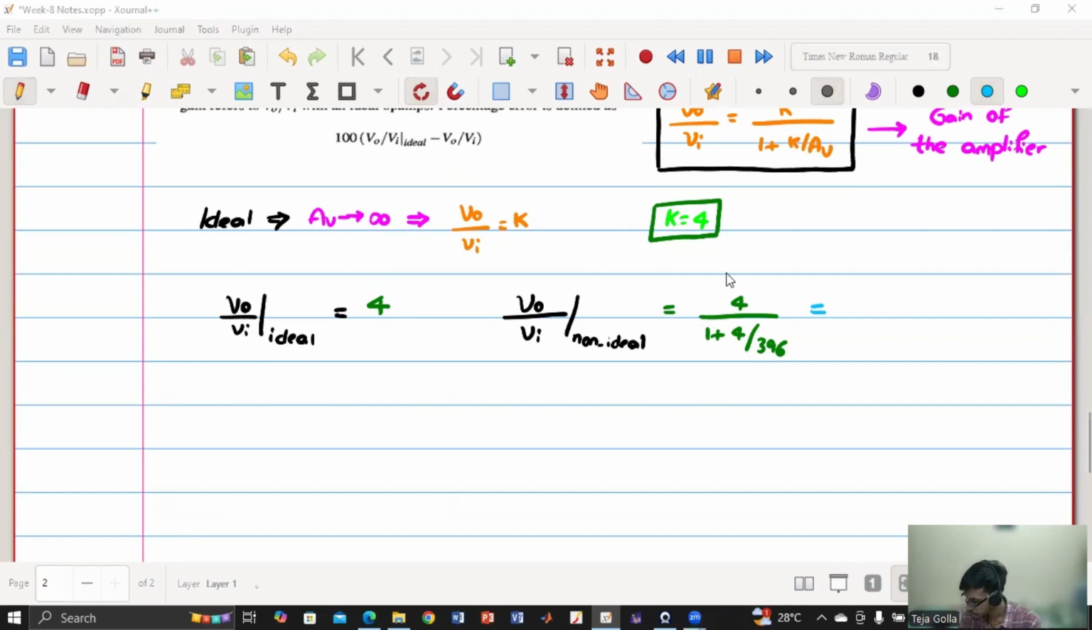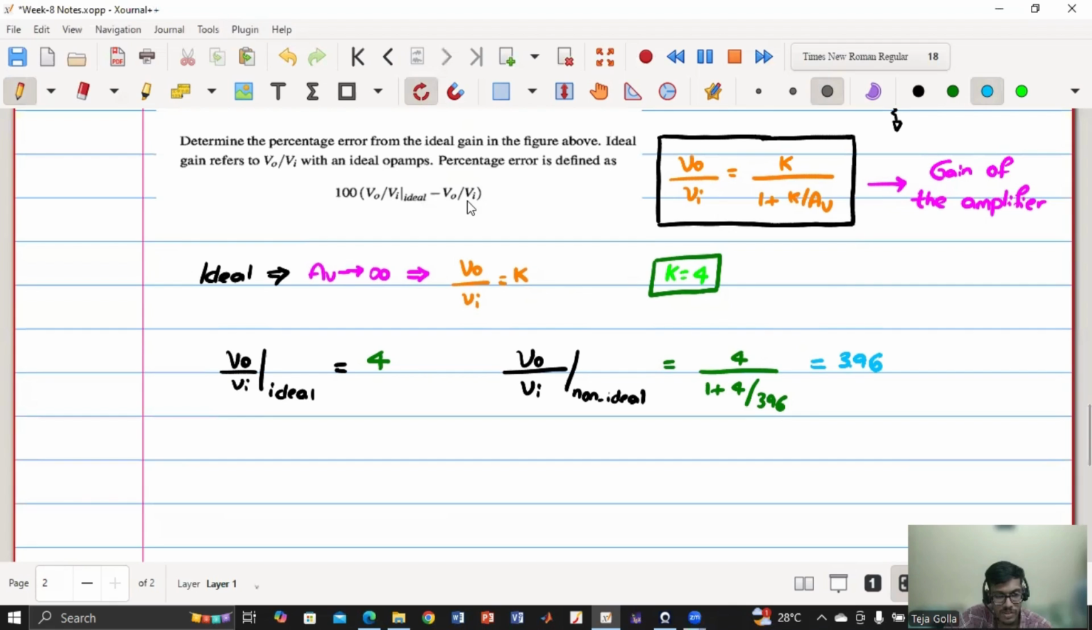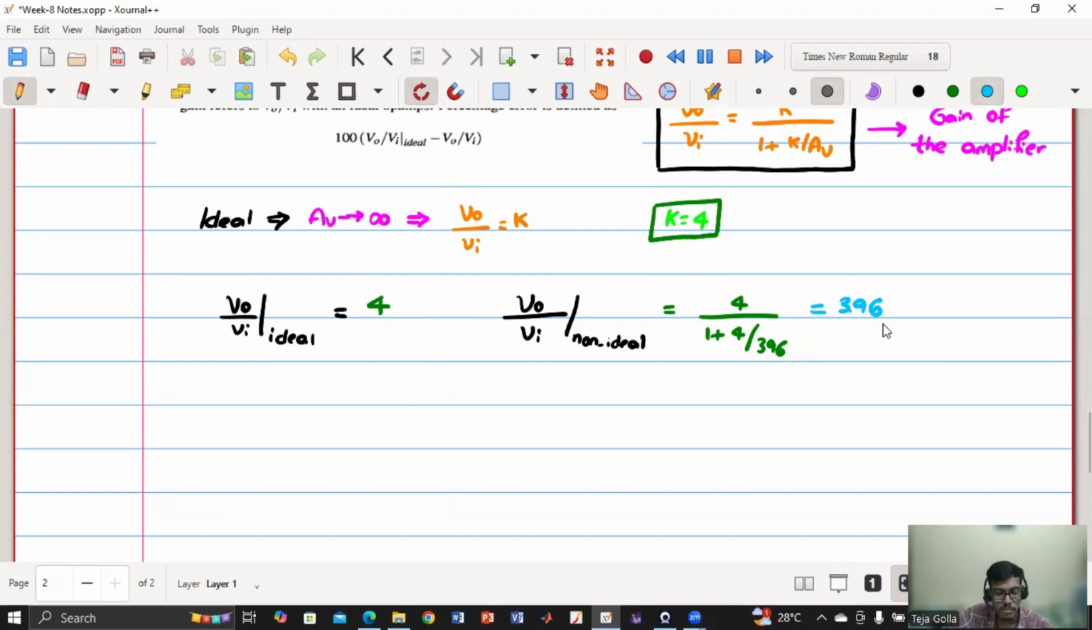Yes, so it is 3.96. So now I have to check what they have asked: 100 into V naught by Vi ideal minus V naught by Vi non-ideal. Basically, they're checking how much it is deviating from the ideal case, because it is not the same, but it is very close. So we have to check what the value is. Can you tell me what will be the value of 100 into V naught by Vi ideal minus V naught by Vi non-ideal?